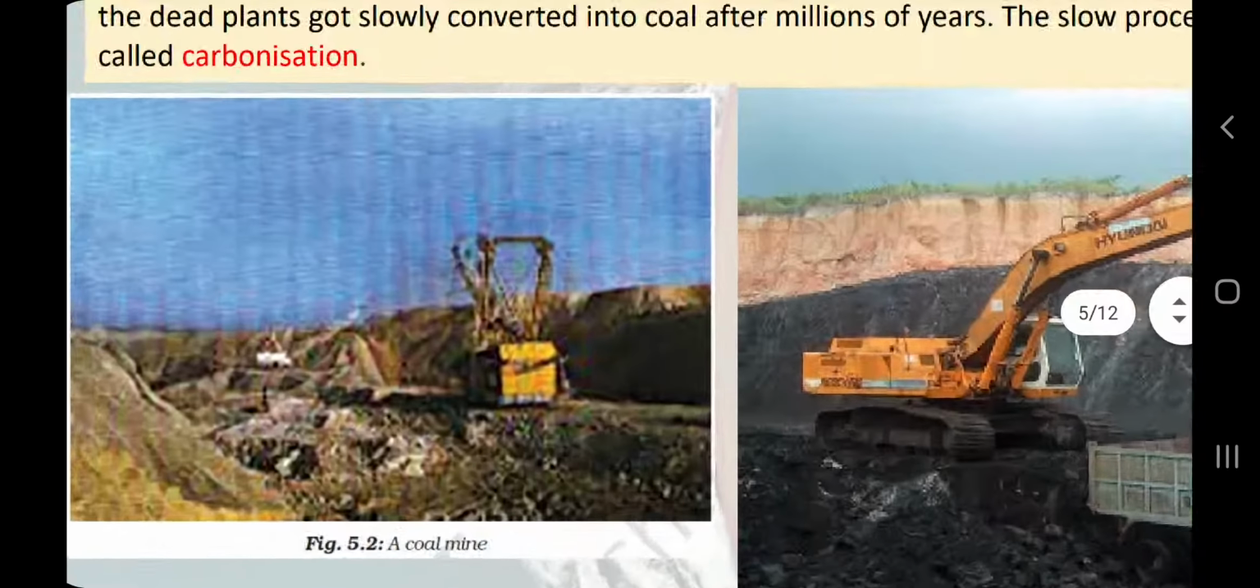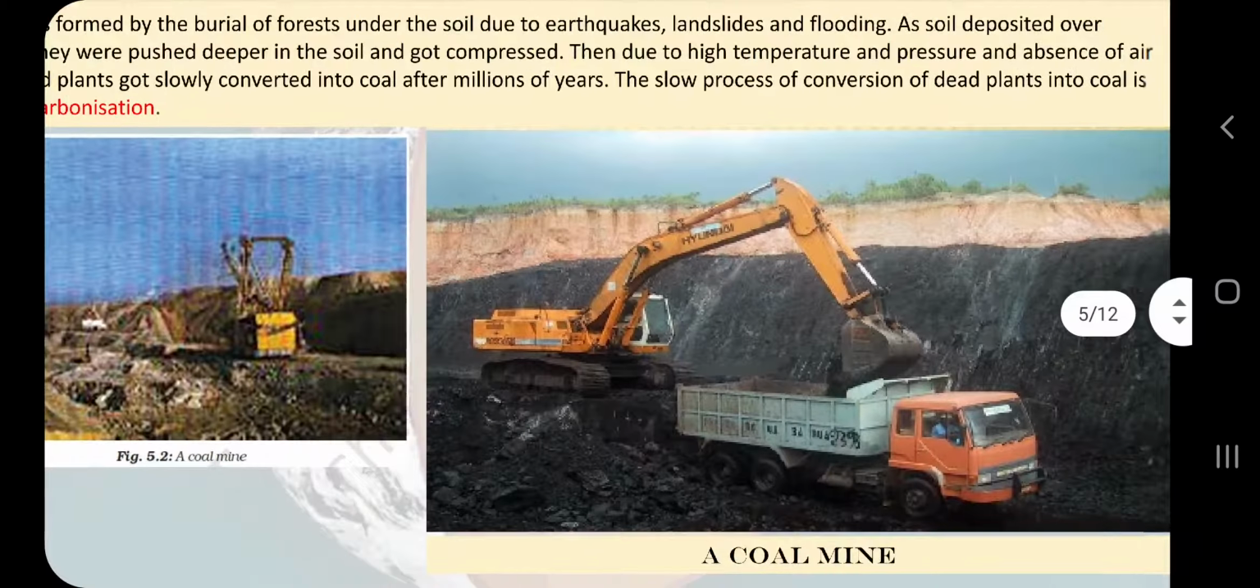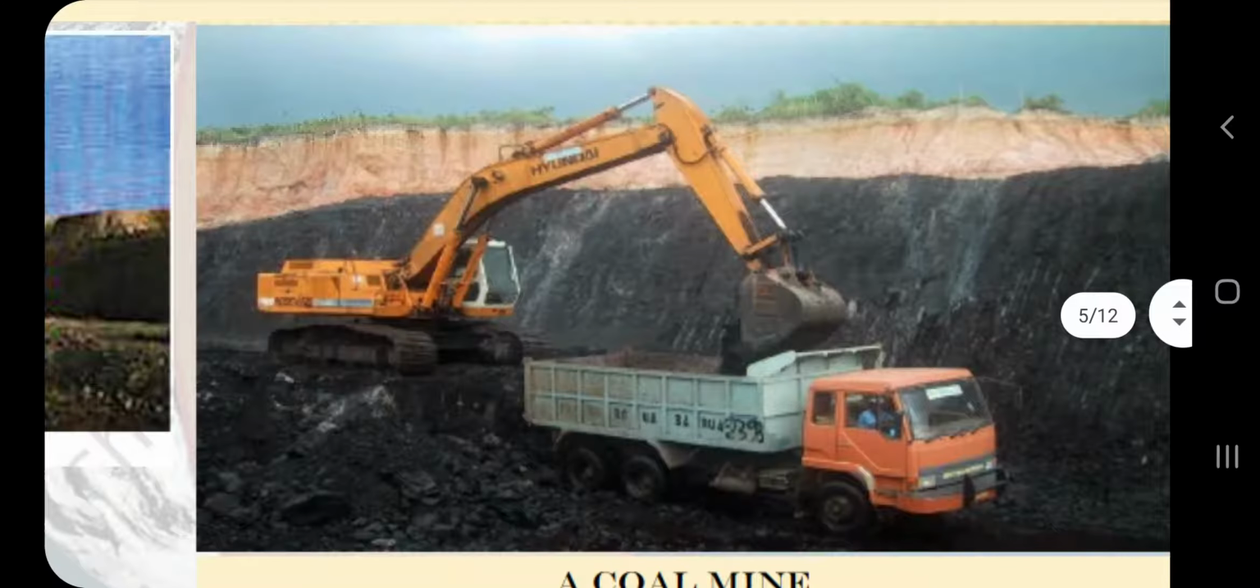So there is an image of a coal mine in our NCERT textbook, I included the same image, but you can see one more clearer image of how a coal mine looks.